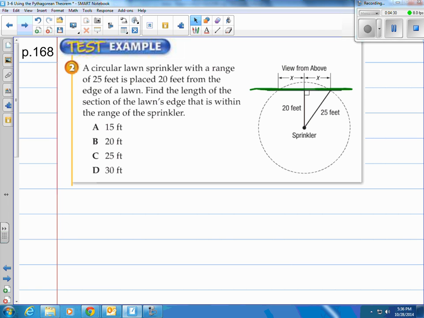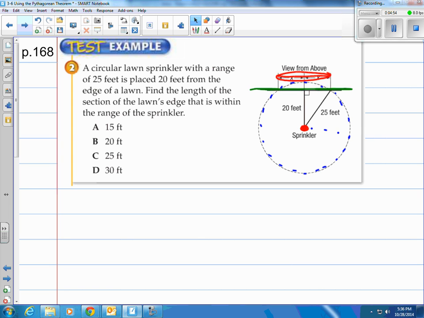And if you notice, we've got this lawn sprinkler right there in the middle, spraying water all over. And it can reach out to this area. It keeps going around and around and around. What they're asking is how much of this edge gets watered. So how far is it basically from here to there?